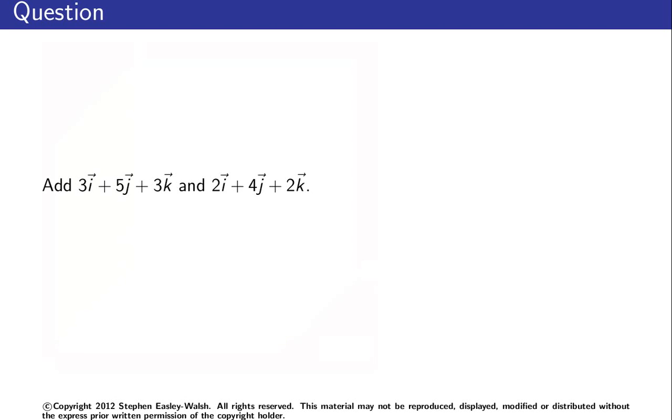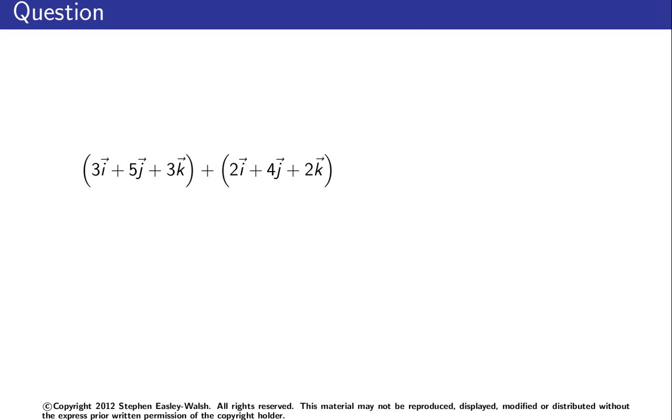The advantage is they obey basic algebra rules that you would know for a long time now. For example, to add these 2 vectors together, 3i plus 5j plus 3k, and 2i plus 4j plus 2k. In this question here, it is as straightforward as adding the i's together, adding the j's together, and adding the k's together. So you have 3i and 2i, 5j and 4j, 3k and 2k. So you get 5 i's, 9 j's, and 5 k's.